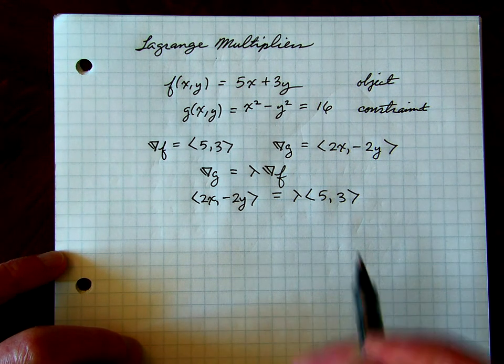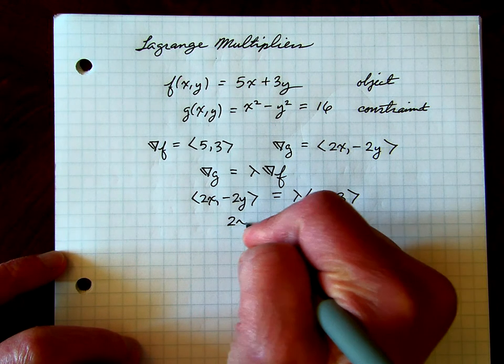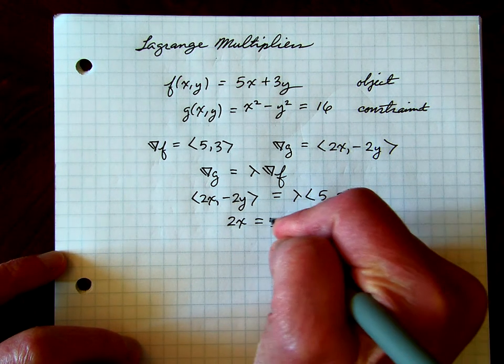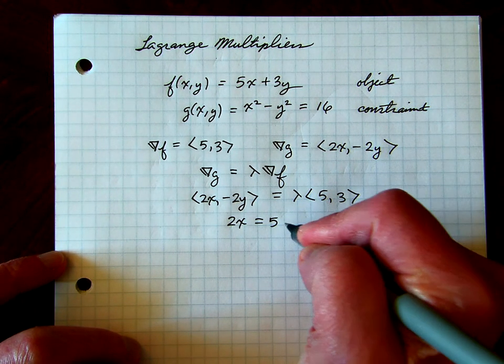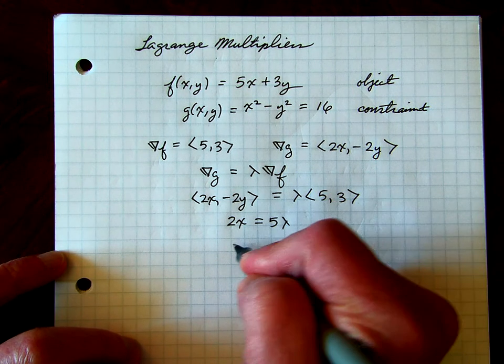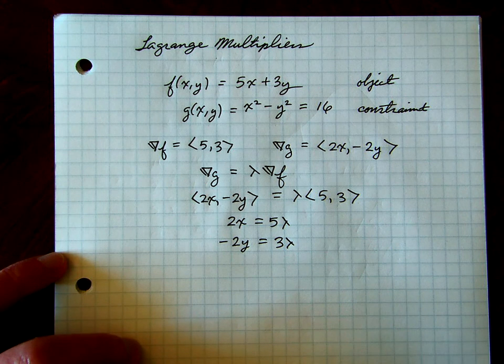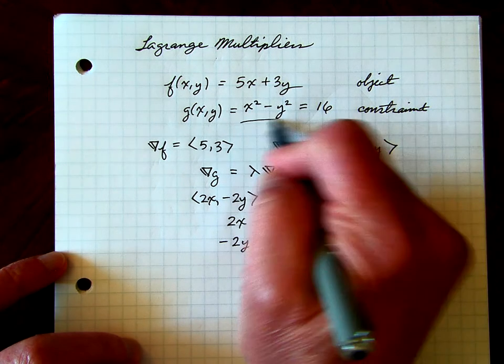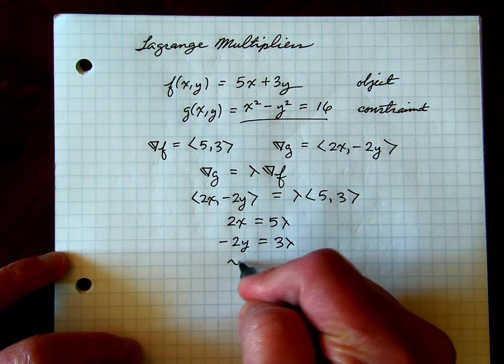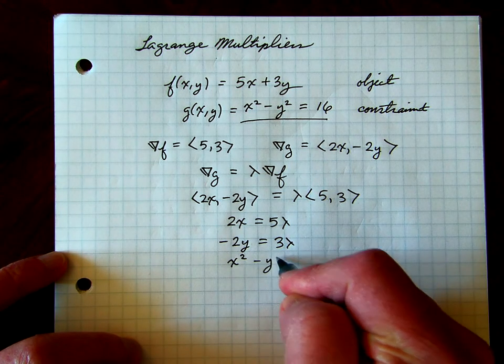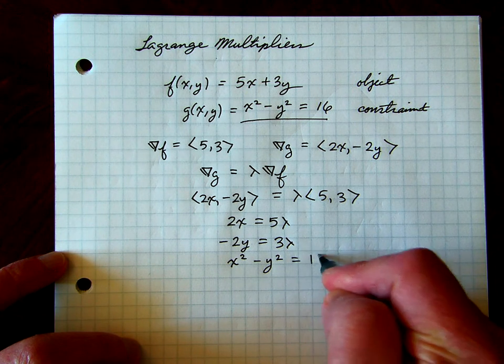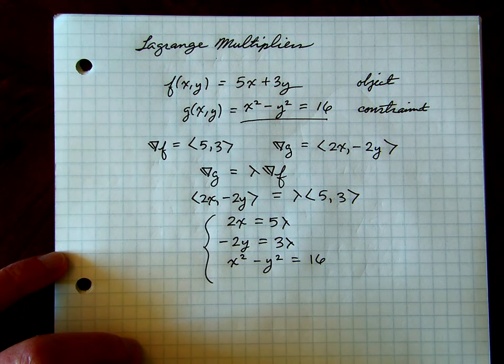If I write this in components, I've got 2x equals 5 lambda. I've got minus 2y equals 3 lambda. And that's two equations and two unknowns. I need a third equation. And here it is. It's my constraint: x squared minus y squared equals 16. Three equations, three unknowns. I'm going to solve this now.